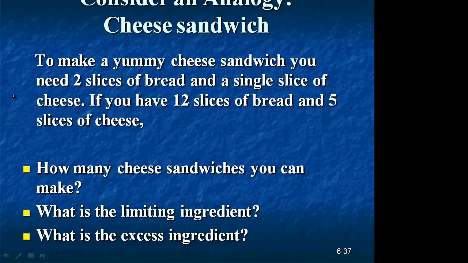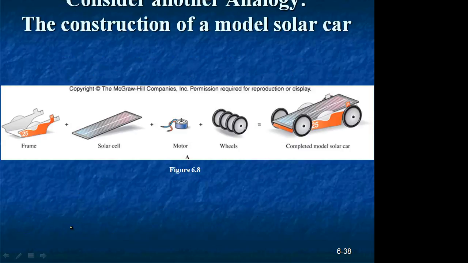Make sense? Okay, now let's look into a little more complex example. This is from your book, but let's just focus on this one and think through it rather than just looking at the answers. So here is the construction of a model solar car. The picture shows we need a frame, a solar cell, a motor, and a set of wheels. A wheel set contains 4 wheels. So if you have these 4 pieces, then you can make a complete solar car.